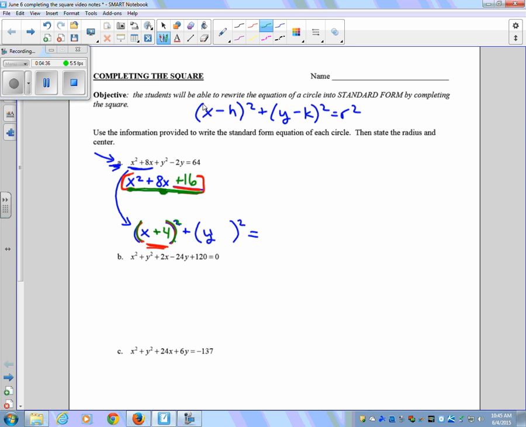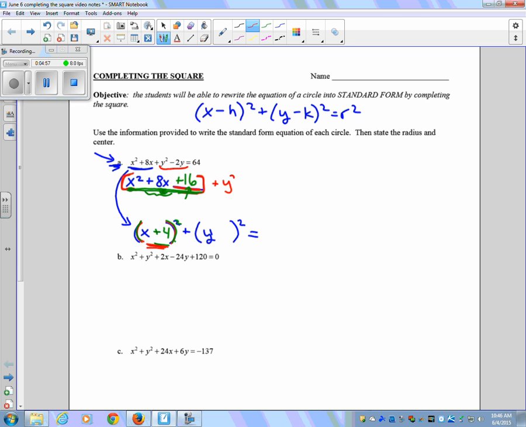So just to recap, we took half of the middle term, and we wrote it here, and then we square that and write it there. So half of 8 is 4. 4 squared is 16, so it's a plus 16. Okay, now let's do the y's.